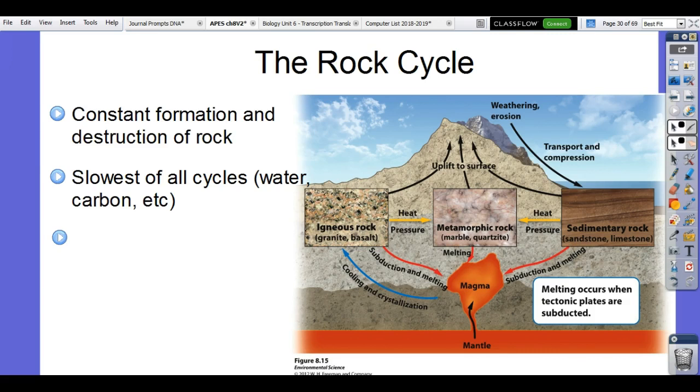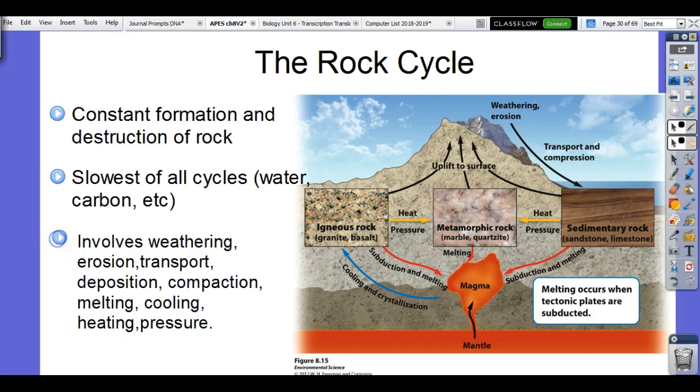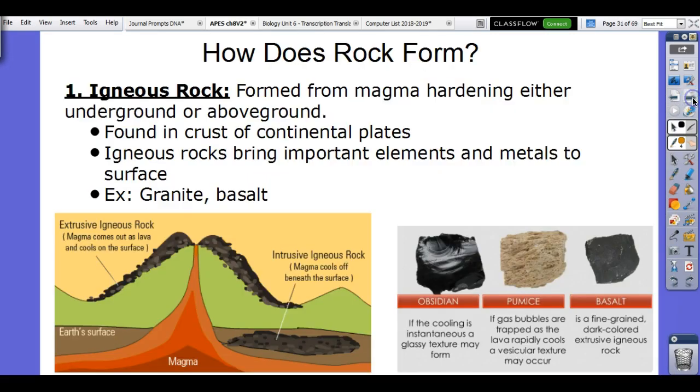All right, you have this bottom one on the next page, so you don't need to write it. It involves all these different things that you just saw in the rock cycle. So weathering, erosion, melting, cooling, heating, pressure. And as you can see, like with the diagram you looked at, every type of rock can become a different type of rock just through a certain process.